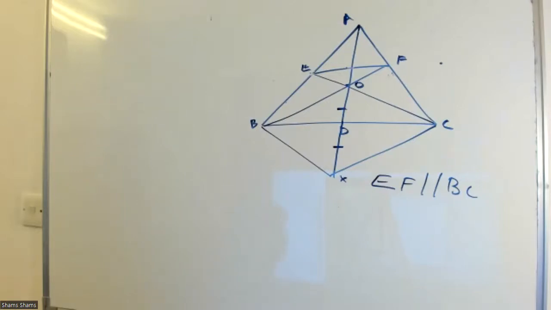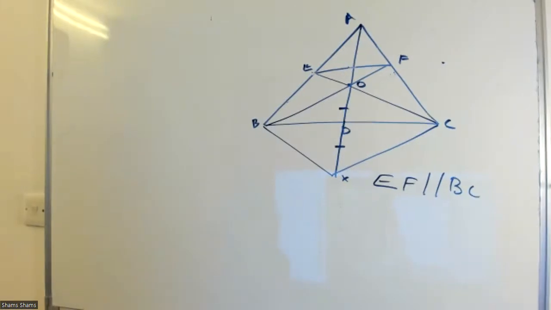Okay, Lena, clear or not? Yes, sir. Sarah, is it okay? Yes, sir. See, in my question, I didn't show anything. I'm just telling we will prove AE by EB equal to AF by FC. Then we can write by converse of basic proportionality theorem EF parallel to BC. Okay. How will we show that? That's the question.